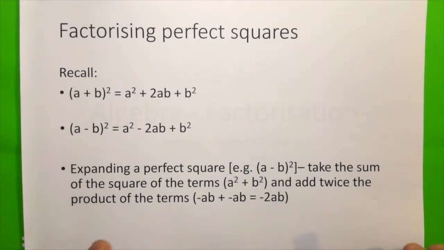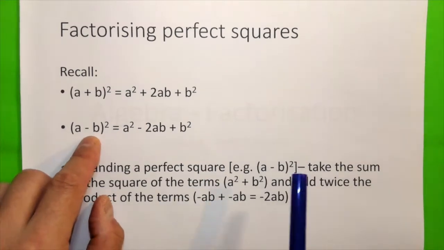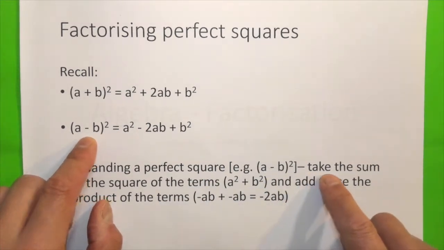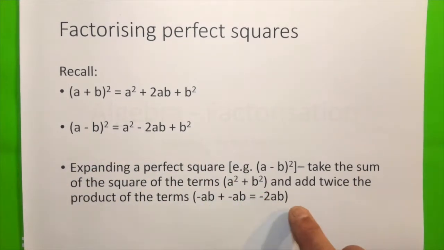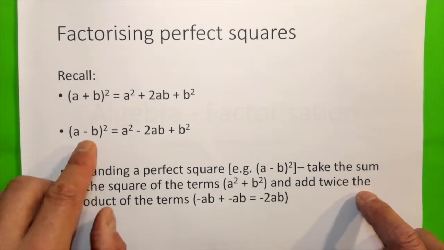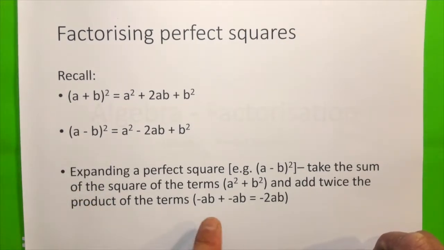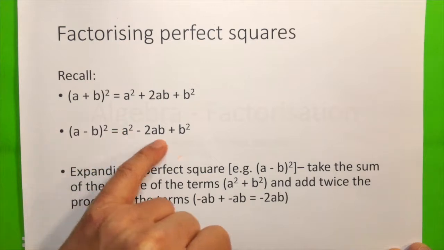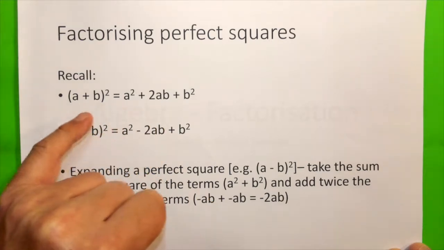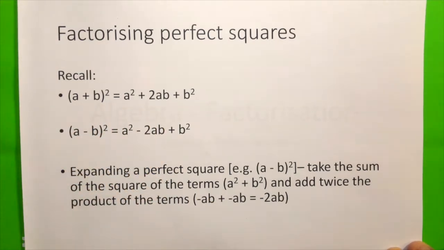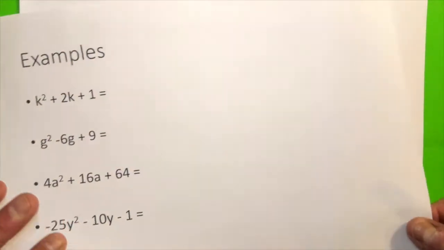You should recall expanding a perfect square, for example (a - b) squared. We take the sum of the squares of the terms, which is a squared plus b squared, and add twice the product of the terms, which means a times b, twice of that. So minus ab plus minus ab gives us minus 2ab. So if you have a situation where you get this sort of quadratic equation, you could factorize it as a perfect square. So let's do some examples.